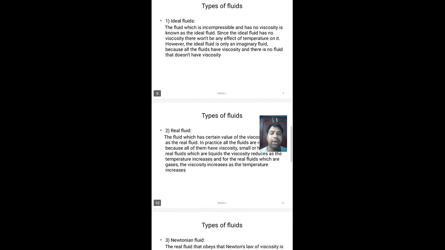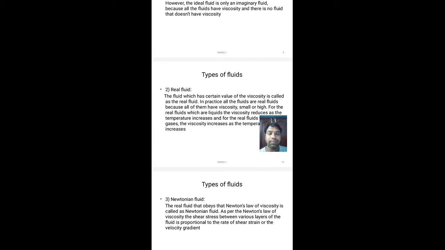Next one is real fluids. What are real fluids? The fluids which have a certain value of viscosity are called real fluids. Just now I said any kind of fluid existing in nature has certain viscosity, it may be small or high, but it isn't zero. For ideal fluids, we assume the viscosity is zero, whereas real fluids have certain viscosity, whether small or big. So in practice, all the fluids are real fluids.